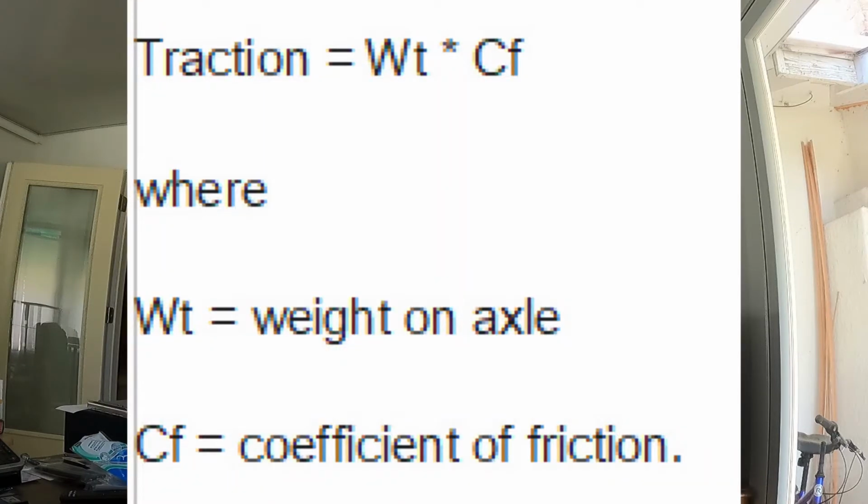So let's look at traction on a level surface. Traction equals the weight times the coefficient of friction, where weight is the weight on axle and CF is the coefficient of friction. In rock crawling, the coefficient of friction can vary from second to second and tire to tire. A coefficient of friction is a composite theoretical factor with many components.